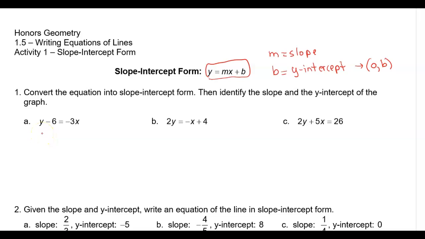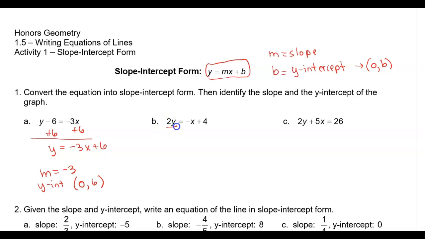First, we're going to convert these equations into slope-intercept form. Then we'll identify the slope and the y-intercept of the graph. A. Let's add 6 to both sides. We will get y equals negative 3x plus 6. The slope is negative 3, and the y-intercept is (0, 6).